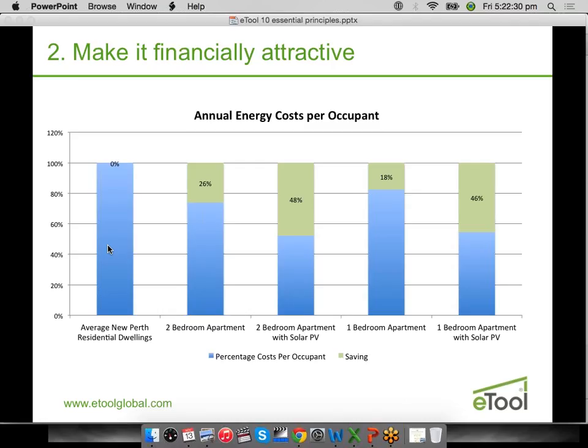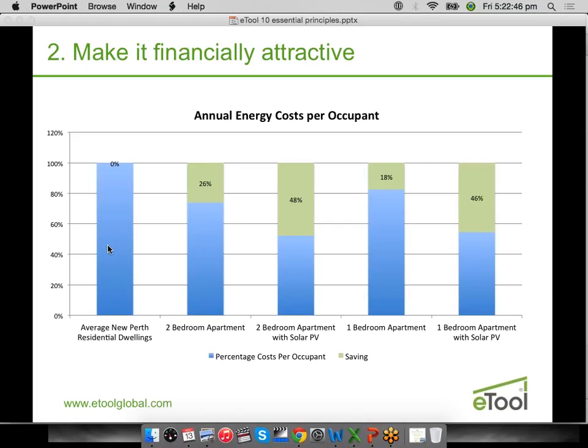So it made sense financially for them to invest a bit more capital expenditure, but they have a payback, they have a resale value of that property, and the occupants will have operational savings throughout the life of the building.